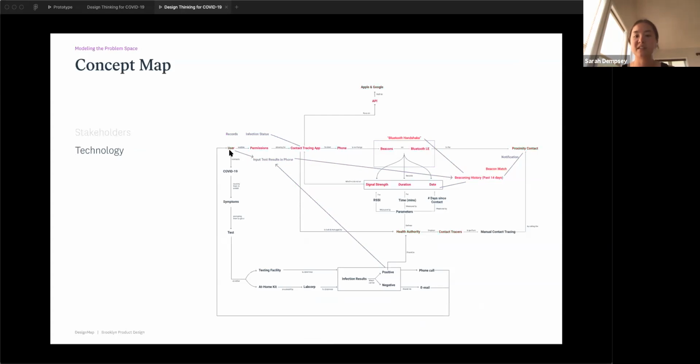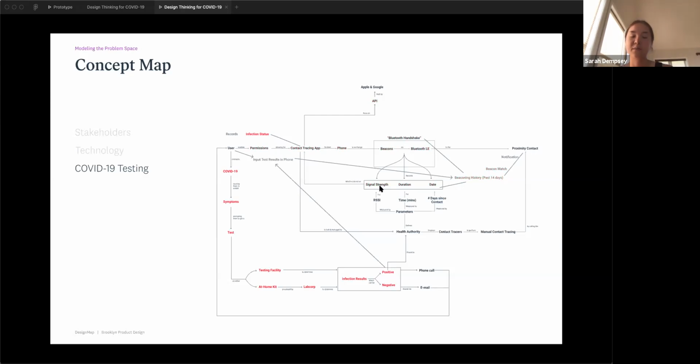And another layer to this is the technology layer. So as Vivian mentioned, there's a lot of considerations and a lot of things that need to be in place for digital contact tracing to be successful. So we tried to include those details here, including the Bluetooth beaconing. We learned that for a Bluetooth beacon, there are considerations like signal strength, duration, and when it happened, so we captured that here as well.